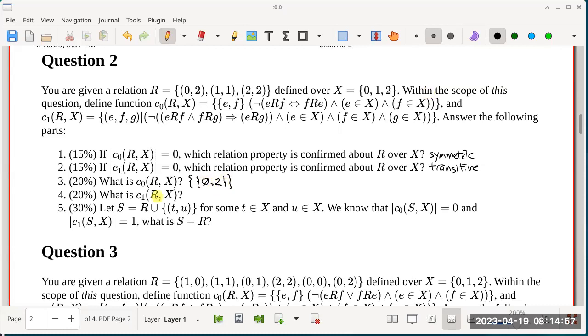All right, C1 is still looking at transitive. And in this case, I believe it is transitive already. So it would be an empty set here.